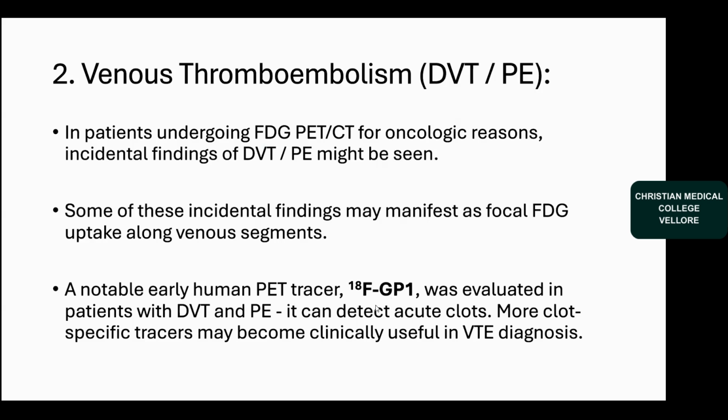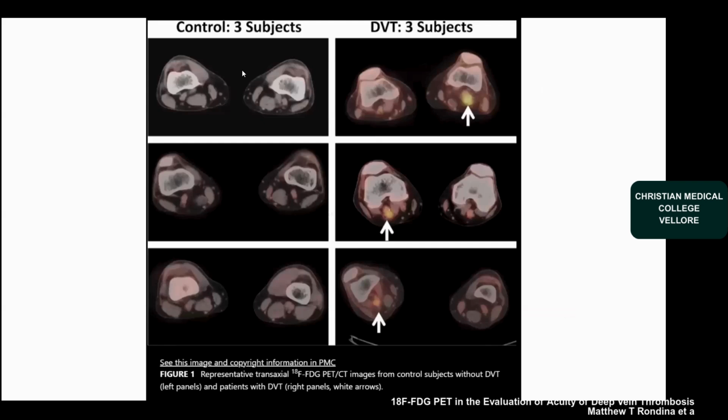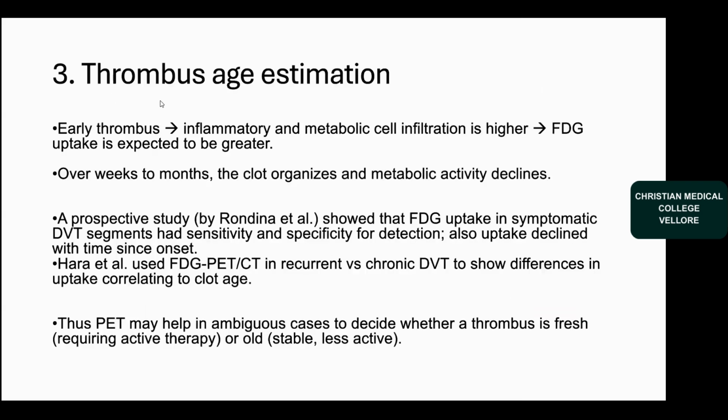We can also use specific tracers like F18 GP1, which targets the activated platelets. So this is a case. This is a normal control patient. Here we can see DVT taking up FDG in patients.